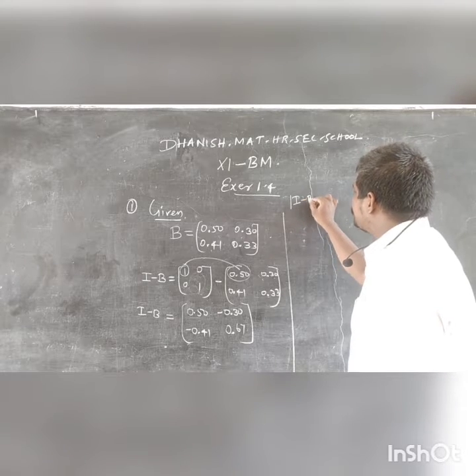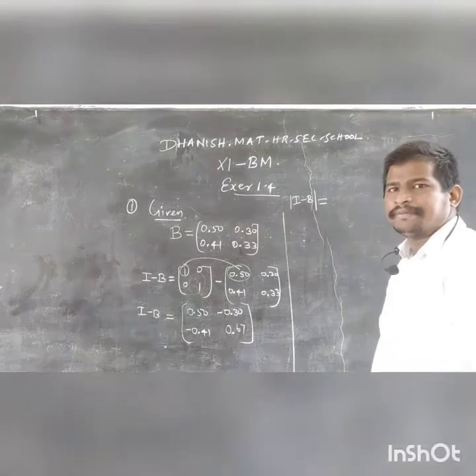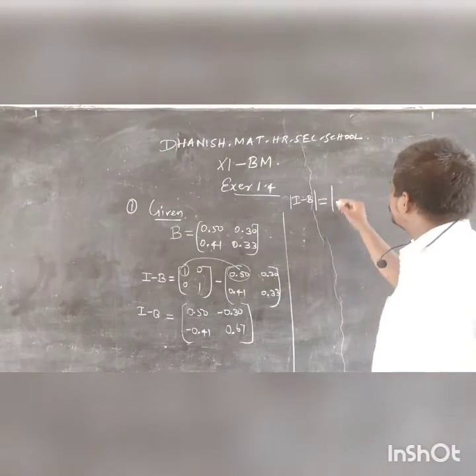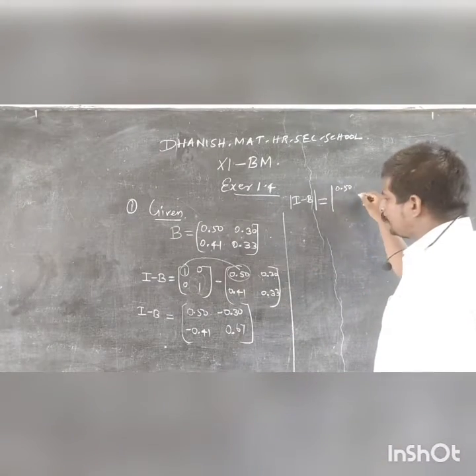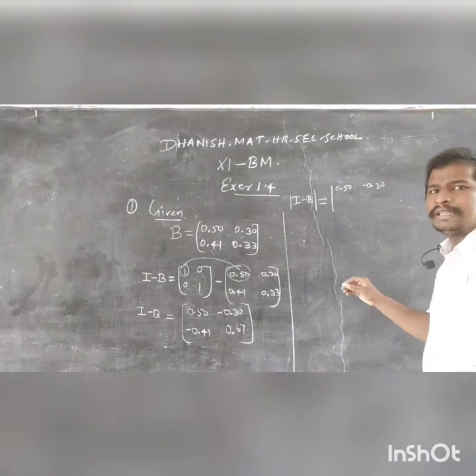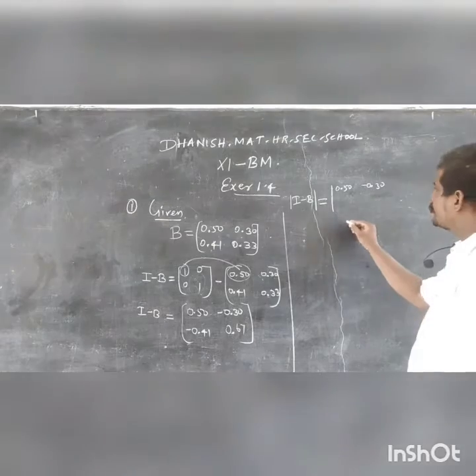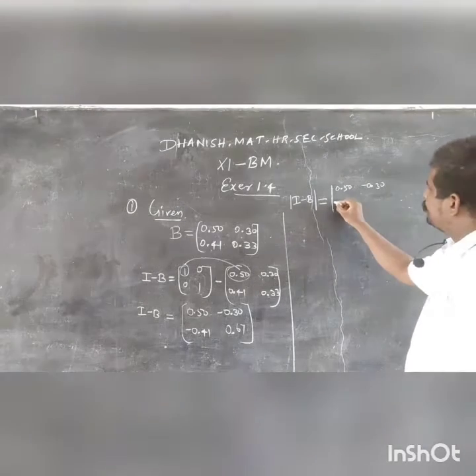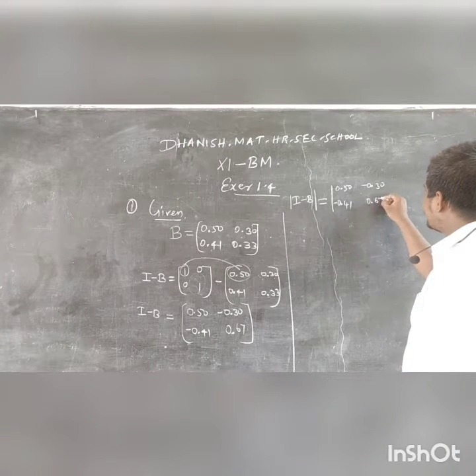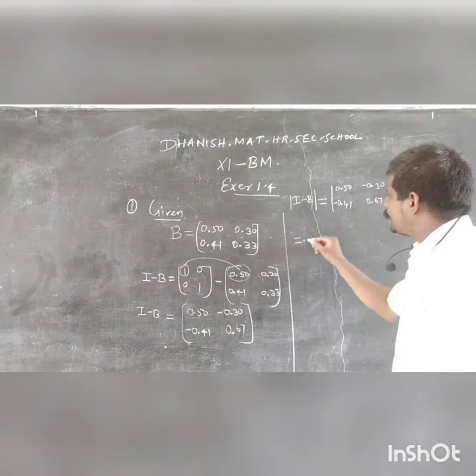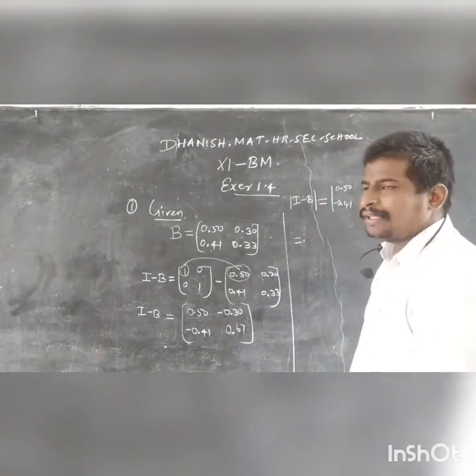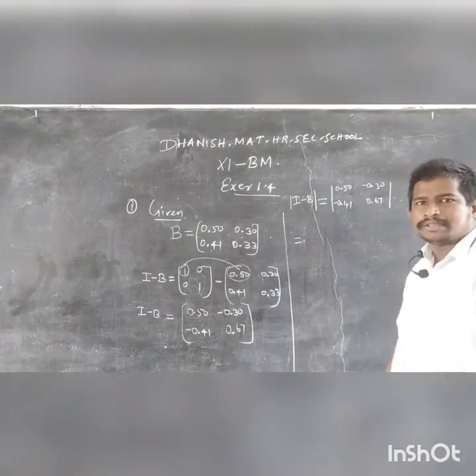Determinant of I minus B equals the determinant with rows 0.50, minus 0.30, then minus 0.41, 0.67. Now I am going to expand this 2 by 2 determinant. I already told you how to expand this.